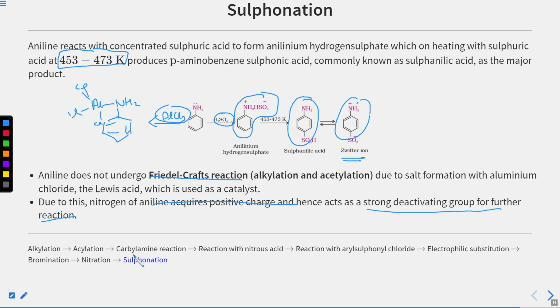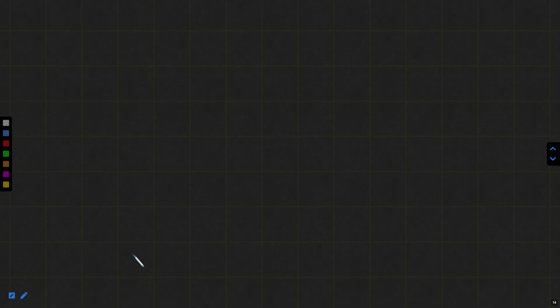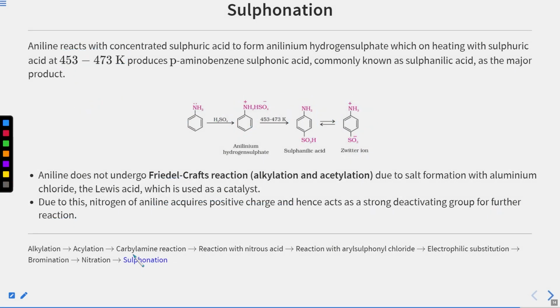At last, we have seen sulfonation. This reaction is also very peculiar because as we treat it with sulfuric acid, it does not give the sulfonated benzene. Instead, it gives us a salt. Now, if you heat it at 453 to 473 Kelvin, it will get converted into para sulfonyl aniline, where the SO3H has been more stable, so it will be transferred onto the nitrogen. Okay, clear? So this is a zwitter ion that has been formed.